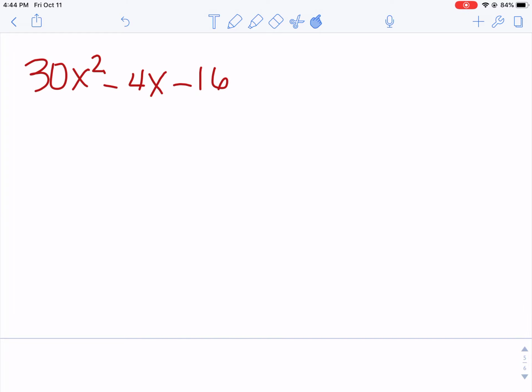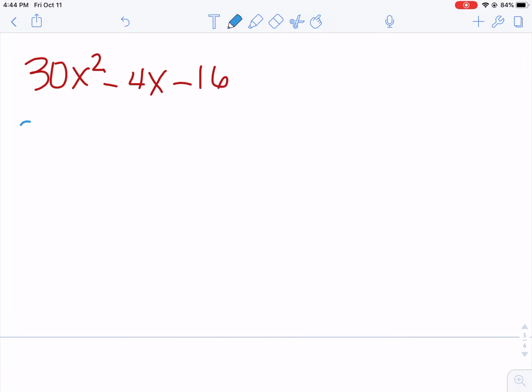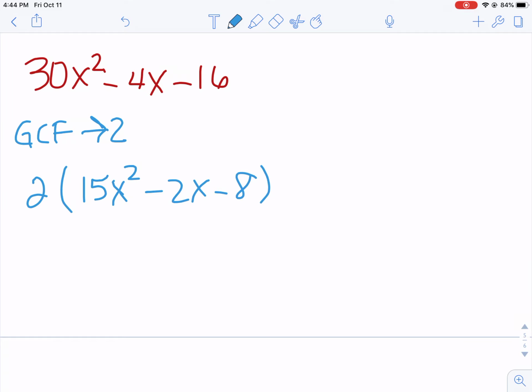Okay, so I have 30x squared minus 4x minus 16. This one's a little different because if you look at all three of those terms, they all have a 2 in common. So we're going to pull out the GCF of 2. We pull that 2 out, and that leaves me with 15x squared minus 2x minus 8. Once I pull the GCF out, now I'm going to do AC method on what's inside. So I multiply 15 and 8, and that gives me 120x squared, and I want to add to 2.